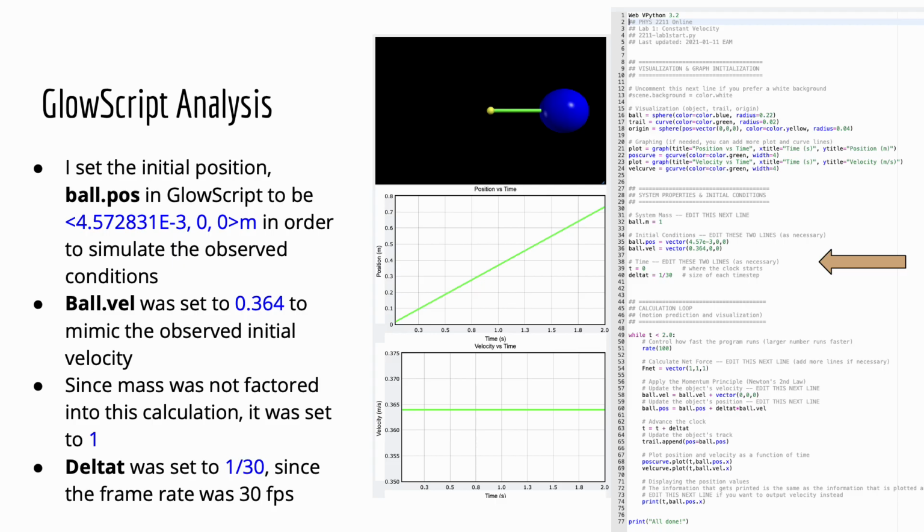I then moved to my computational program in GlowScript. I changed the ball's initial position to approximately 4.5 times 10 to the negative 3, the velocity to 0.364, and the delta t to 1 over 30 for 30 frames per second. These changes were done to mimic the initial conditions of the observed data for a more accurate prediction.